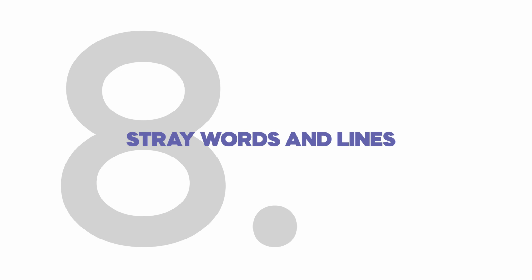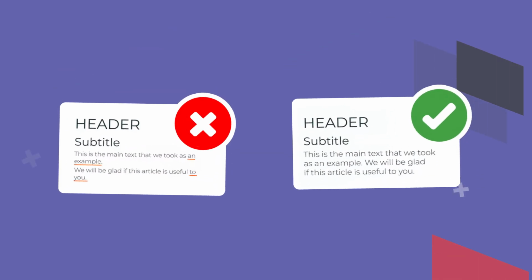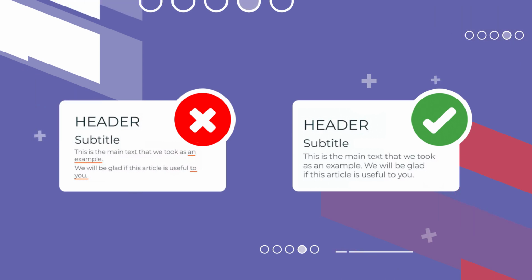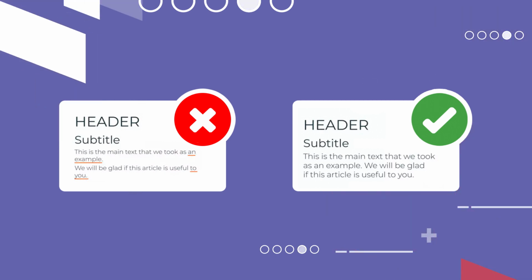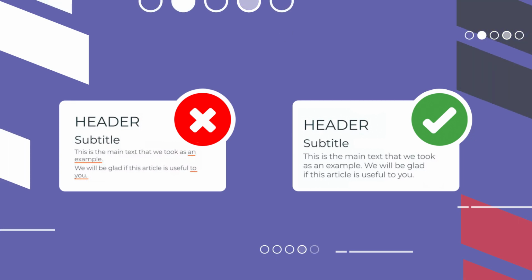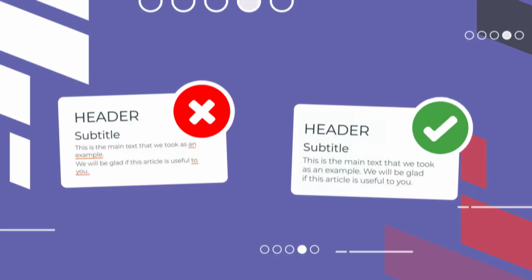Stray words and lines don't make your text attractive at all. When working with text, make sure that there is no preposition left at the end of the line or that a word is not carried over to the next line. Just remember this rule and your design will instantly become cleaner and easier to read. This is the skill of a professional.